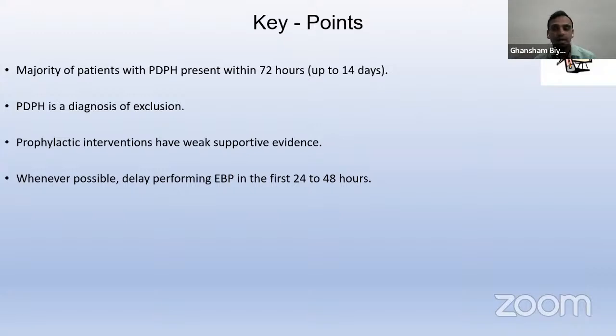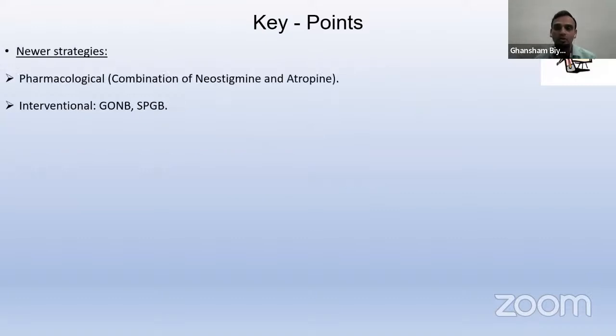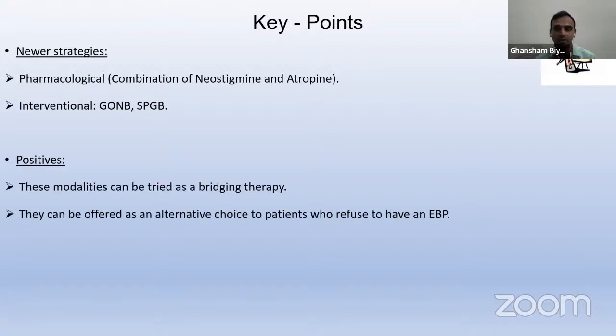PDPH, as I said, is a diagnosis of exclusion. You make sure that you rule out the most important causes of this. Prophylactic intervention has very weak supportive evidence, so you always look into the other modalities, which we have already discussed. If possible, delay performing the epidural blood patch in the first 24 to 48 hours. In those 24 to 48 hours, you look for the newer strategies I have discussed. Either you opt for medical management, which is fine, the option is yours, or if you want to perform greater occipital nerve block or sphenopalatine ganglion block, that is perfectly fine.